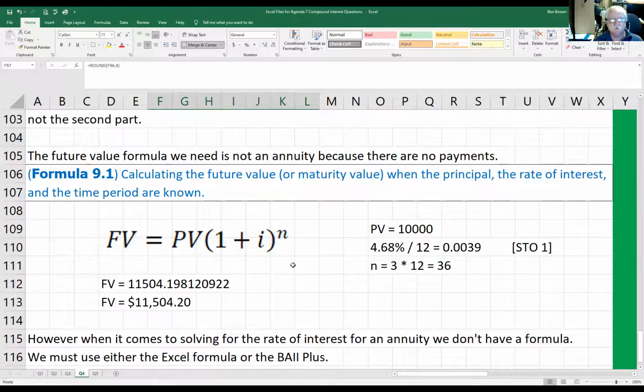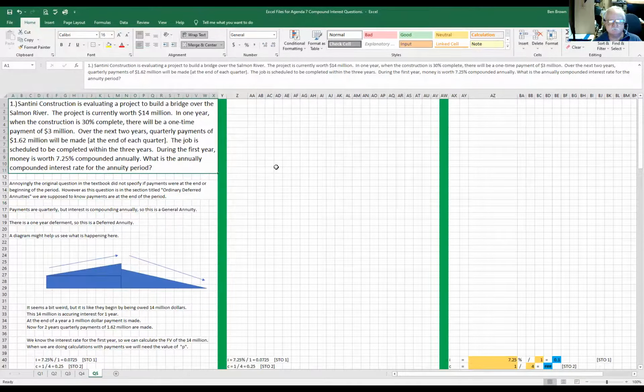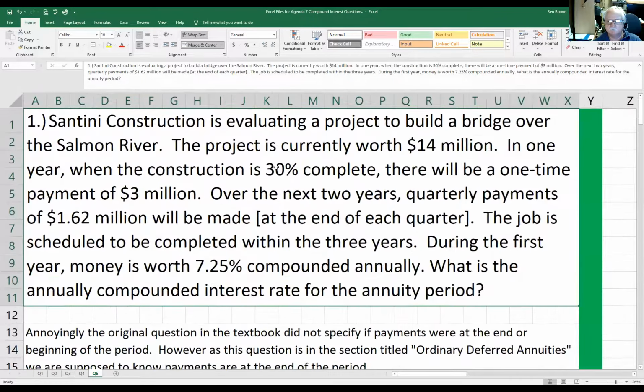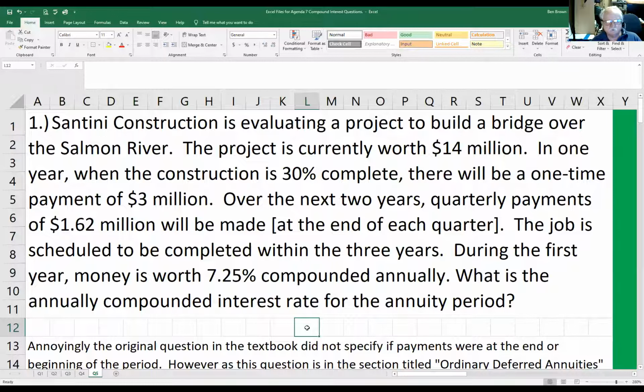Once you understand the concept of a deferred annuity, these questions should be fairly straightforward because you're not learning any new formulas here, but you have to do these 2 calculations every time. Let's look at the last one. Let's enlarge this, so you can all see the question we're dealing with.